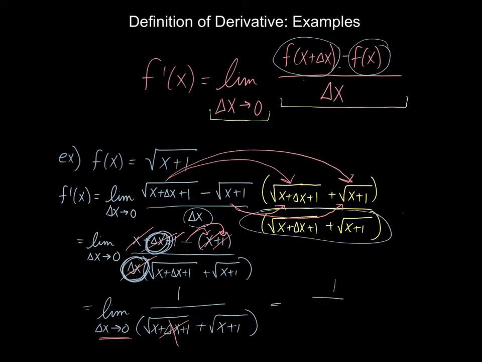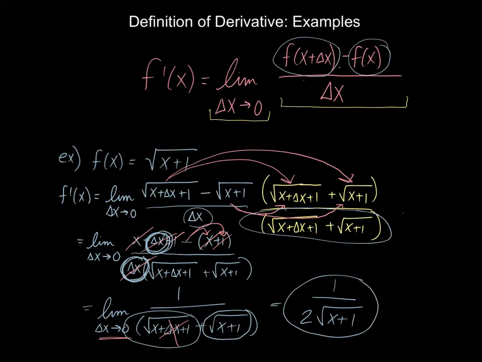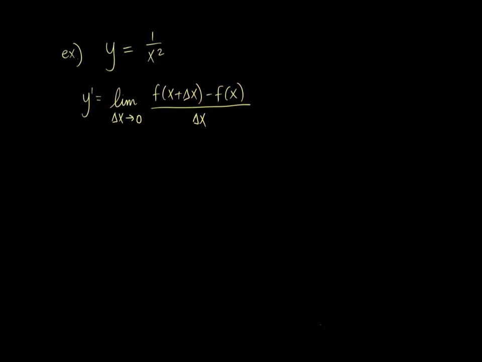I've got a 1 on top. I've got a square root of x plus 1 here. And I've got a square root of x plus 1 here for a total of 2 square roots of x plus 1. This is the derivative of this. F prime of x is down here. Okay? So there's one good one. If you've got a square root, a lot of times you're going to use that conjugate process to simplify enough to where you can plug in.